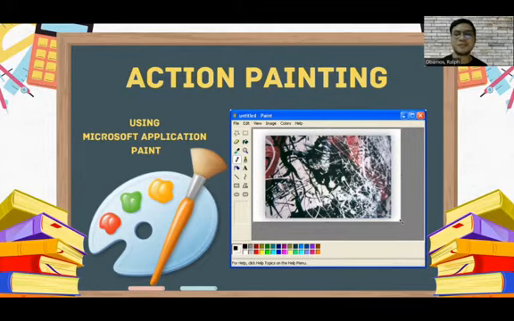So with Microsoft Paint, you can create your own art and it comes with all copies of Microsoft Windows. It's a perfectly capable program which you can use to make art. In it, there are different types of brush, crayon, marker, and pencil to use. So here are the examples of the action painting.